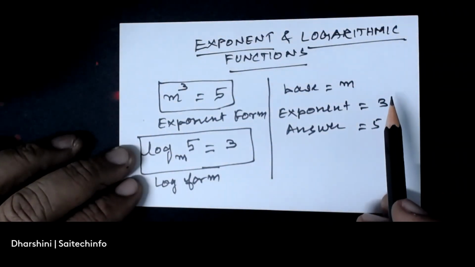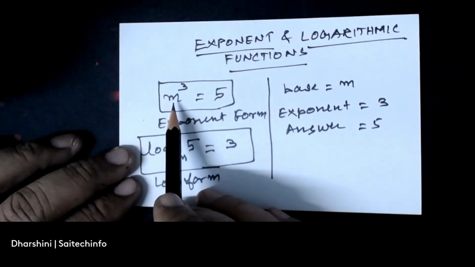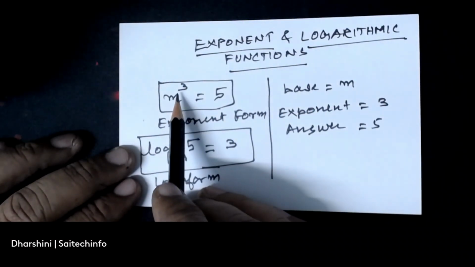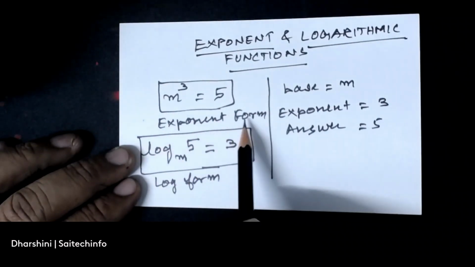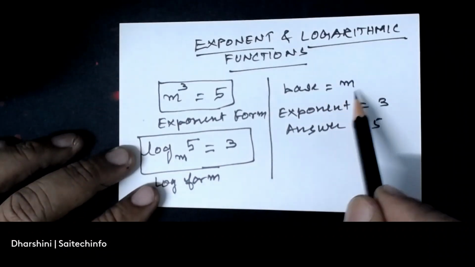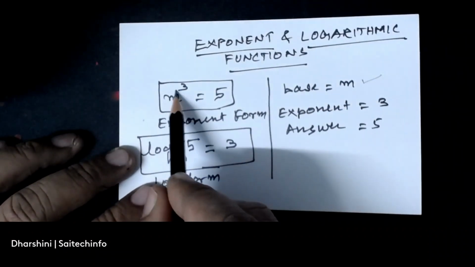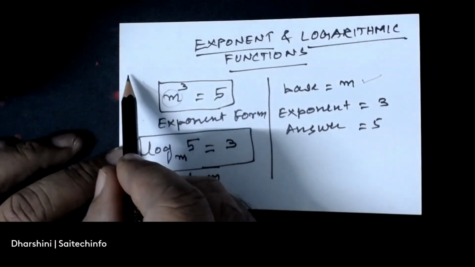Exponent and logarithmic functions. Let us consider m cube as 5. This is the exponent form. The base is m here. This is called the base.